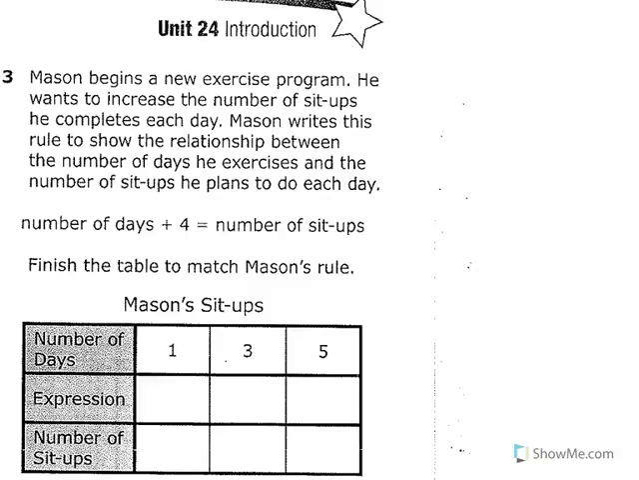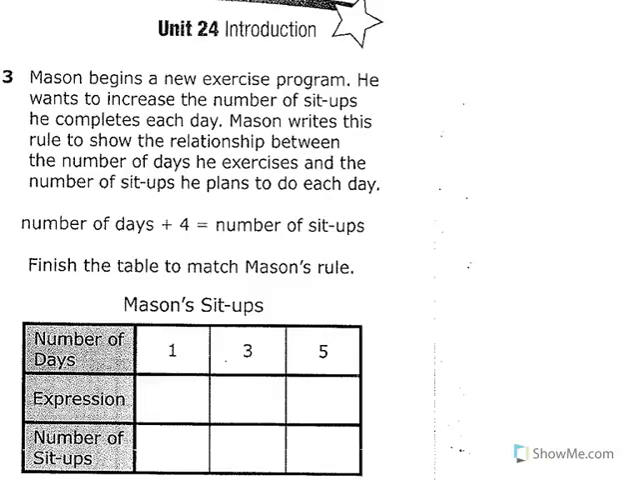Question number 3. Okay, Mason begins a new exercise program. He wants to increase the number of setups he completes each day. Mason writes his rule to show the relationship between the number of days he exercises and the number of setups he plans to do each day. The number of days plus 4 equals the number of setups. Finish the table to match Mason's rule.